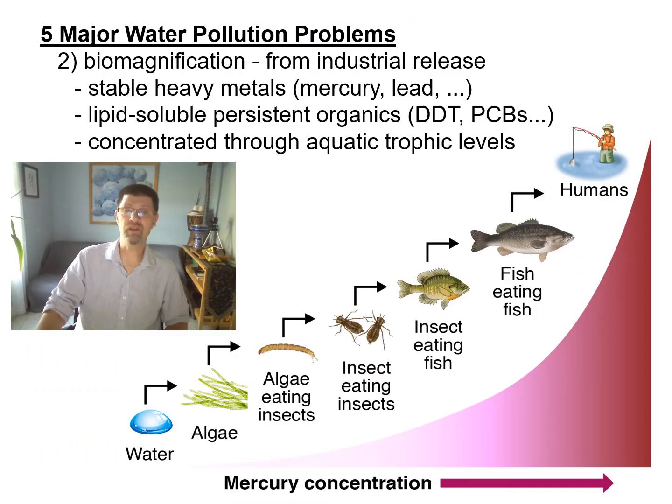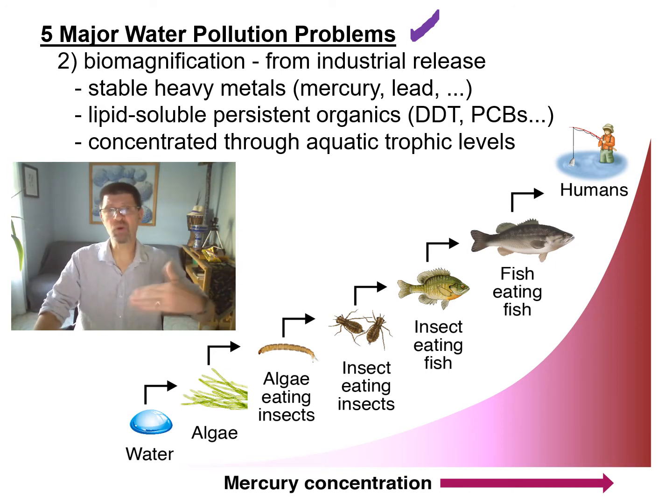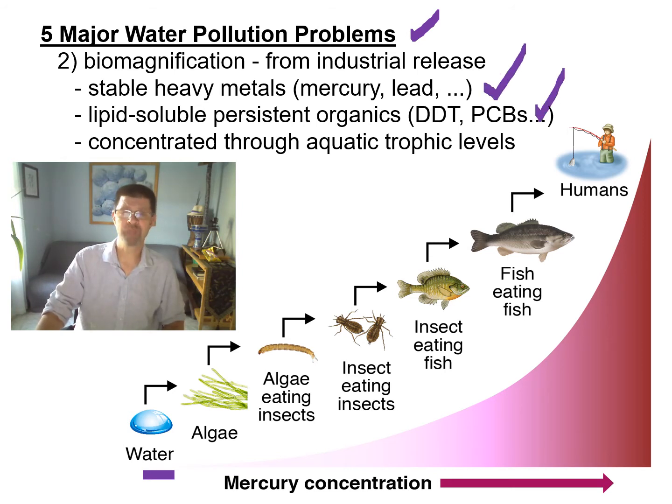Okay, so here is number 2 of the 5 major water pollution problems. And this is another big word. Before it was eutrophication. This is biomagnification. And this is usually from industrial or agricultural release of chemicals. So what is biomagnification? Well, it turns out that if there are toxins in water, even if they're at a very, very low concentration, very low parts per million, some of them can be picked up by organisms that live in the water. And if these are chemicals that are very persistent or lipid soluble, then they'll be picked up by an organism.